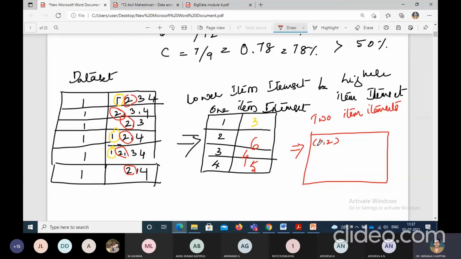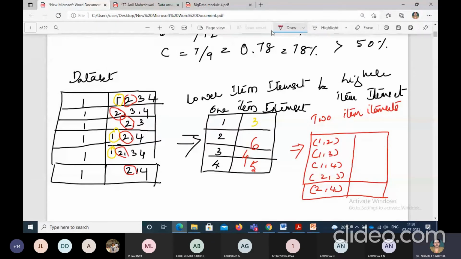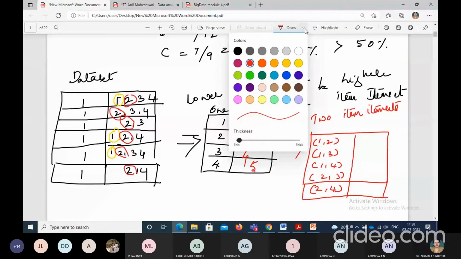1, 2. Correct? 1, 3. 1, 4. 2, 3. 2, 4. Correct or wrong? Yes, ma'am. Then tell me the frequency of occurrence of these 2 item set combinations. So 1, 2, how many times is it coming? 3 times. Okay, next 1, 3.